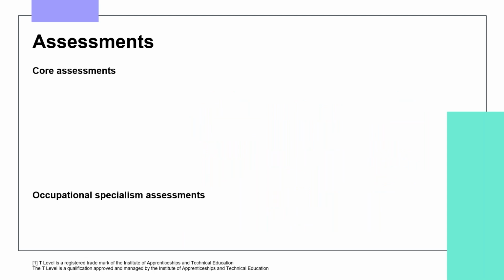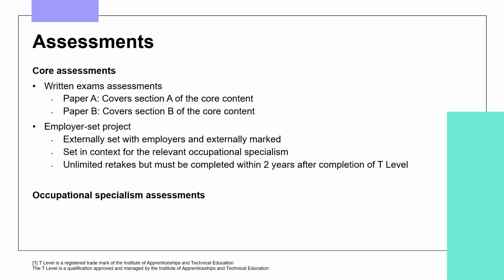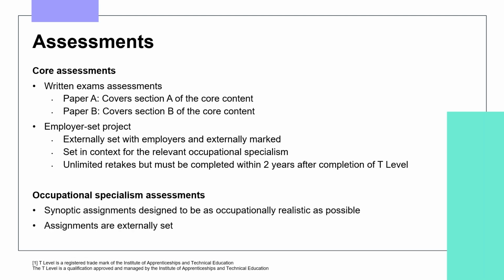The T-level assessments can be broken down into the core assessments and the occupational specialism assessments. So for the core assessments, they consist of 2 written exam papers covering core content in Section A and Section B, and an externally set skills assessment called an employer set project, so called as the task had input from employers to make them as realistic as possible. The occupational specialism is assessed in Year 2 with externally set synoptic assignments, which are also designed to be as occupationally realistic as possible.